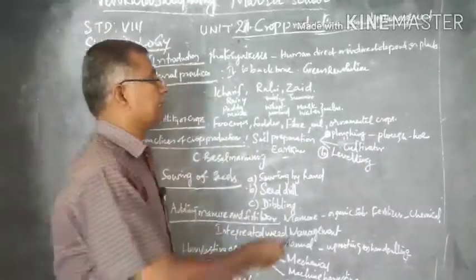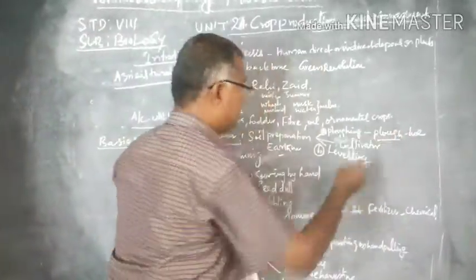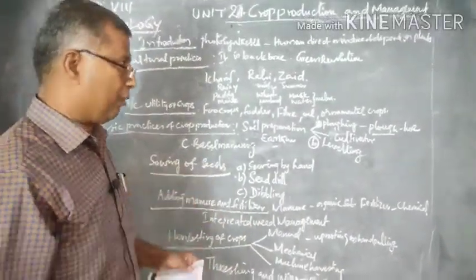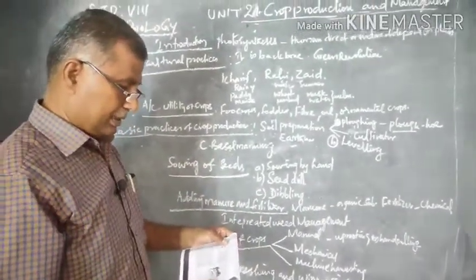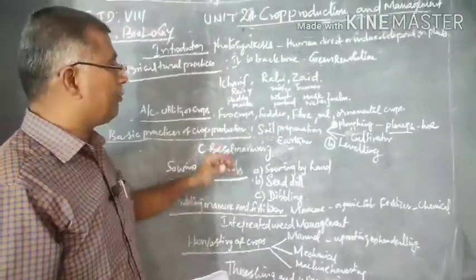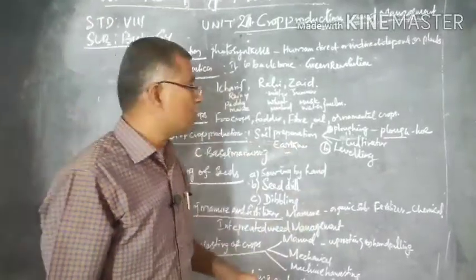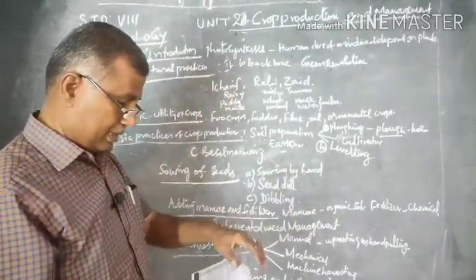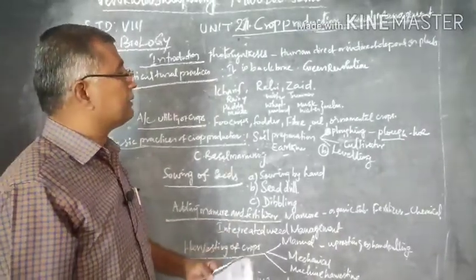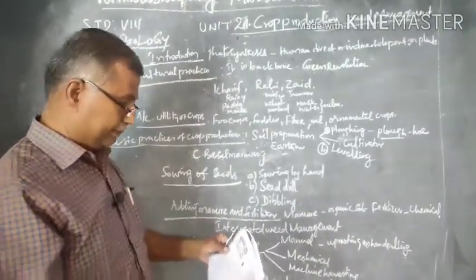So what are the methods? First, by means of ploughing, that is by the plough. Turning the soil up and down to facilitate the availability of nutrients in the root zone of the cultivating crop. So that is called ploughing. What are the methods?